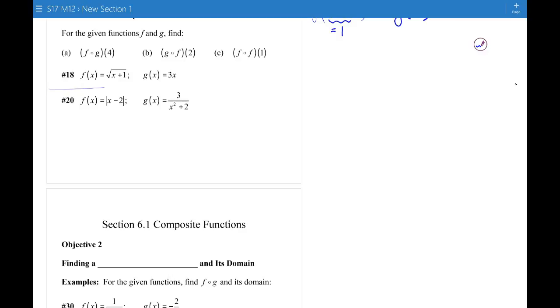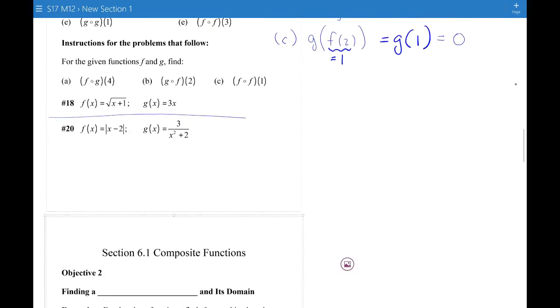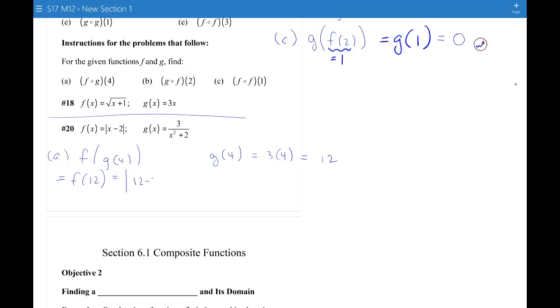Okay, so for number 18, here's the two functions you're given. And you're asked to find, for the A part, f of g of 4. So you could come over here and do as a separate side problem, g of 4. Well, g of 4 says put 4 into the g function where the x is, and you're going to get 12. So this is asking you for f of 12. Well, f says put the number 12 in absolute value and subtract 2. So this is going to be 10. So that's f of g of 4 for number 18.